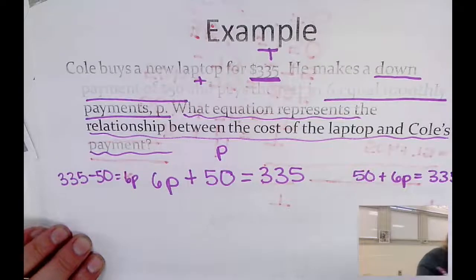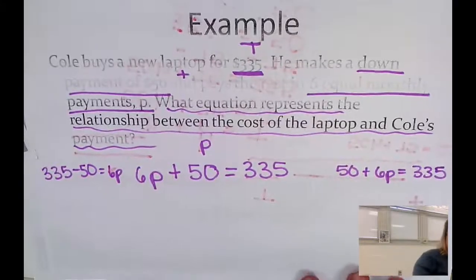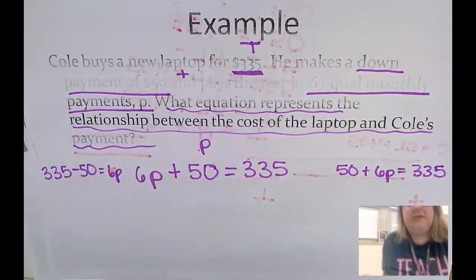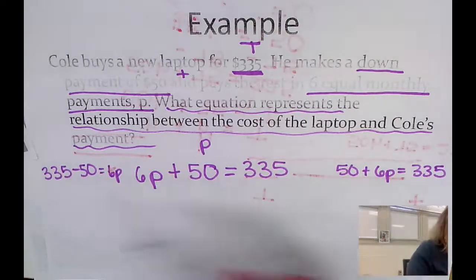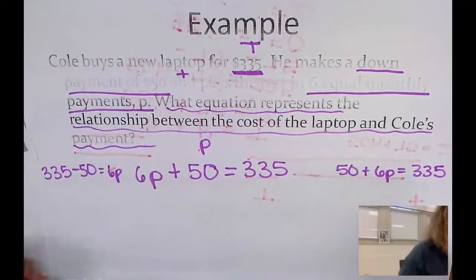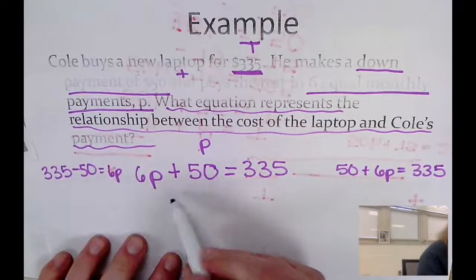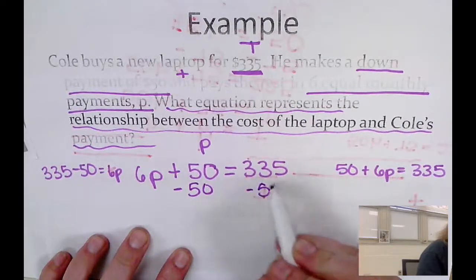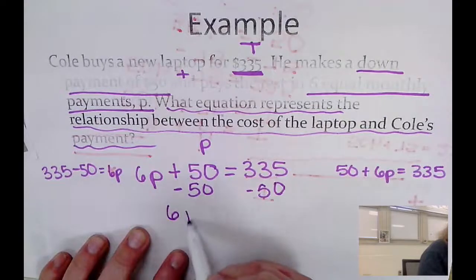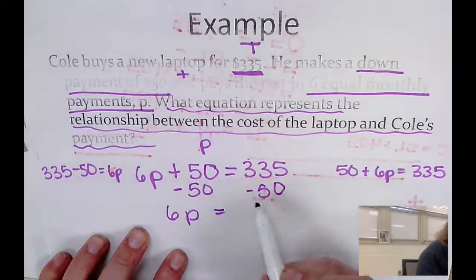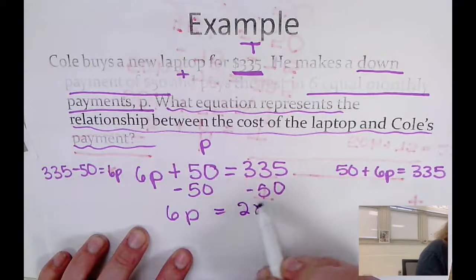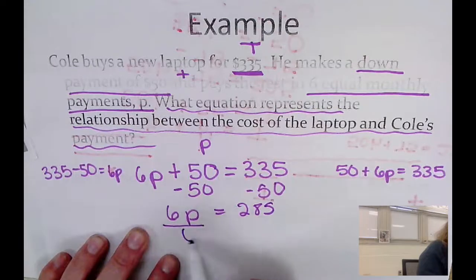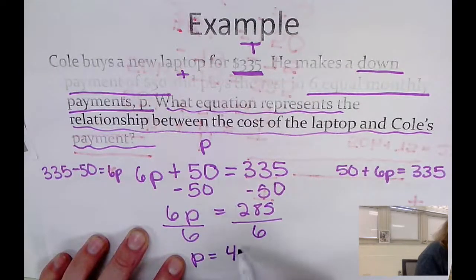So if we were to solve, I'm going to subtract my constant from both sides. So I have 6P equals 285. We divide by 6. So P equals 47.5, or $47.50.